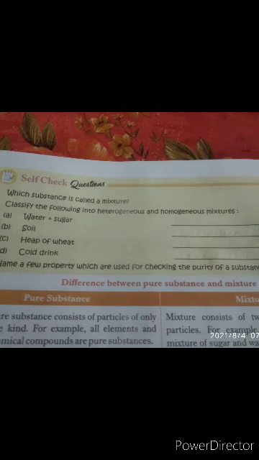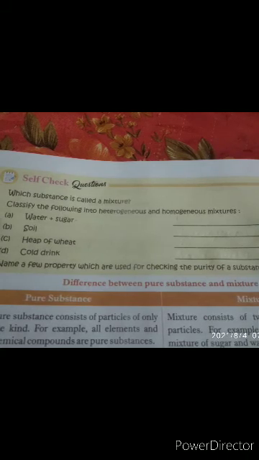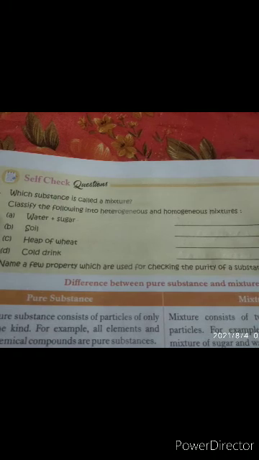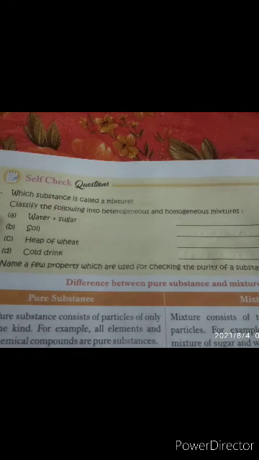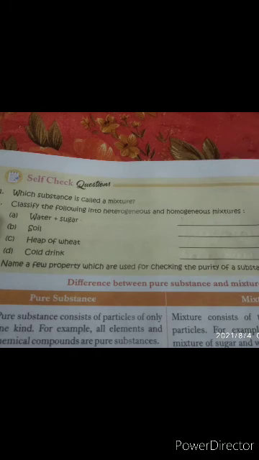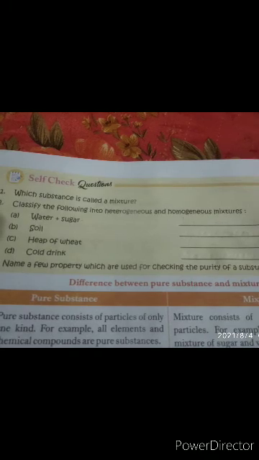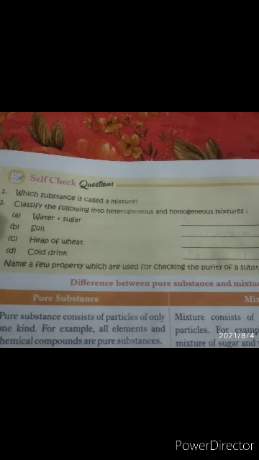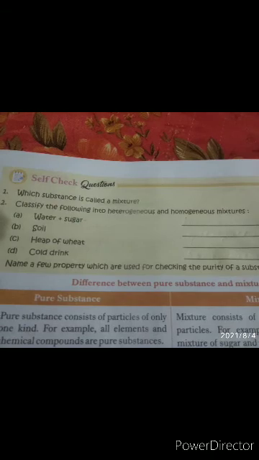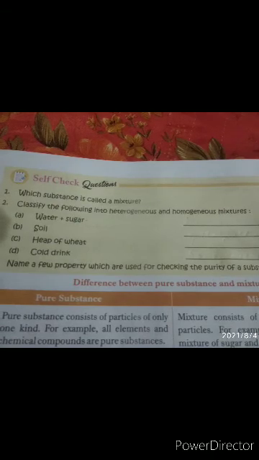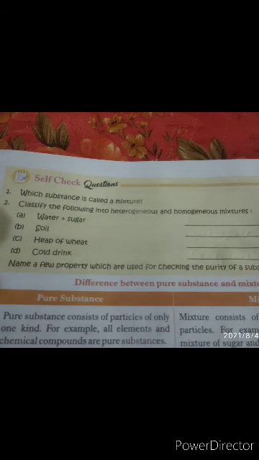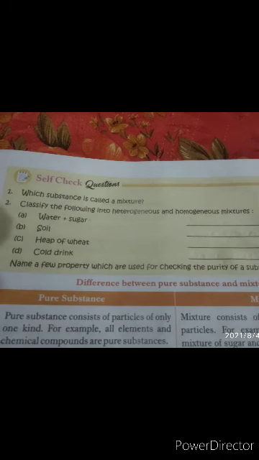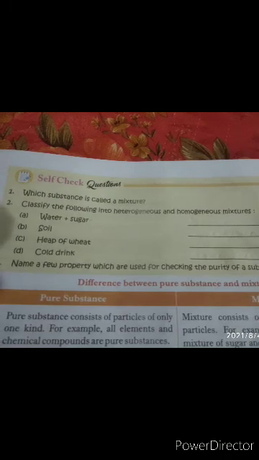In the previous class, we started lesson 5, separation of substances. In this chapter, we completed properties of mixtures. Next, all of you take out page number 48. Here self check questions are also there. We'll see them first, and after that, we'll go through the lesson.